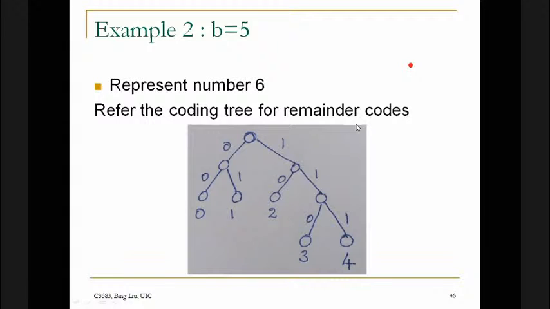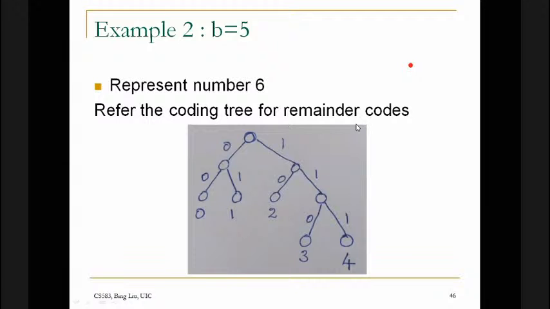Okay. So now you take number 6 with base 5. What is our first step? I'm explaining, so I want you people to make a note of it. B is 5, so you take X as 6. So you want Q and you want R.